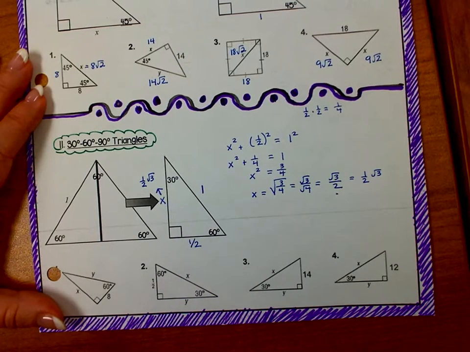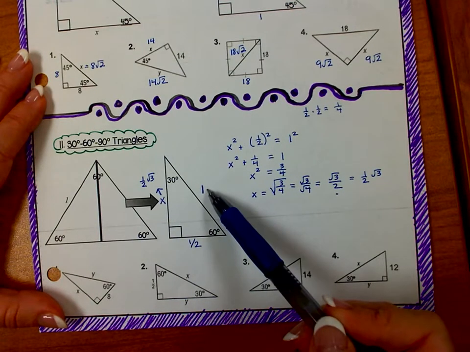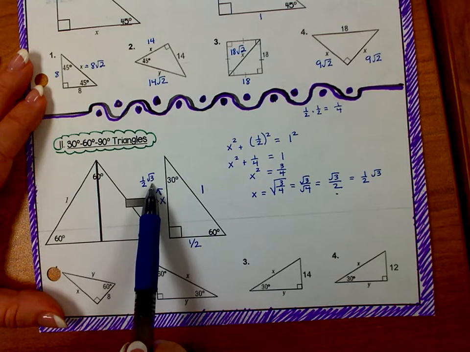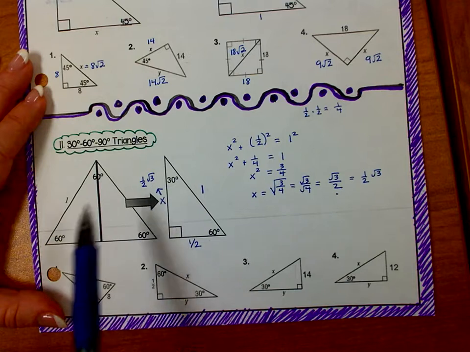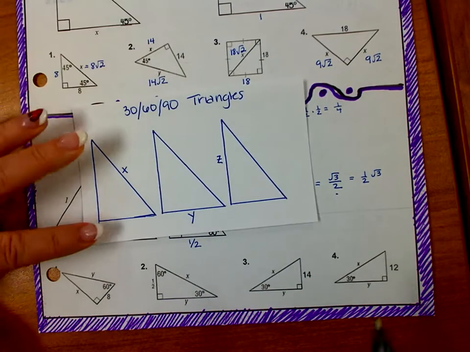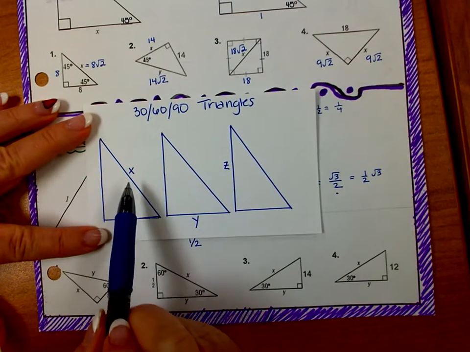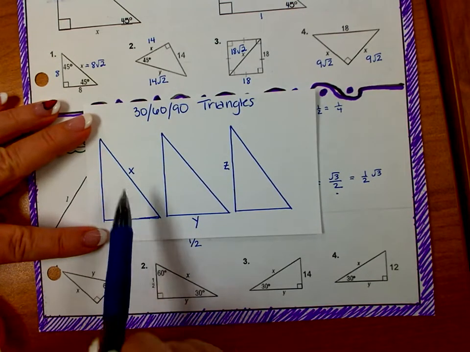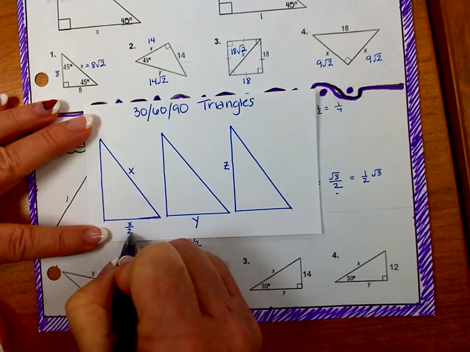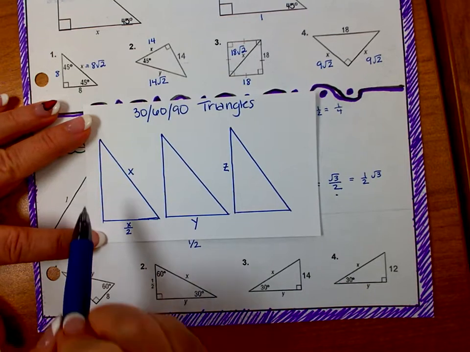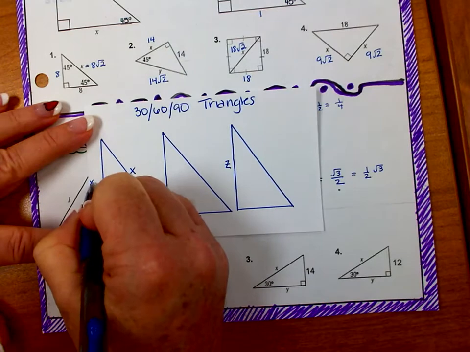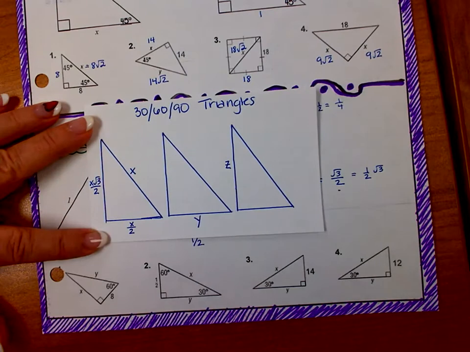But let's look at the relationship. So we started out with 1. To get the shorter side, we cut it in half, and then we take the shorter side and we multiply it times radical 3. Let's go back to the cards. So we have some 30, 60, 90 triangles here. If we have x, then we take half of that, so we have 1/2 x, or x over 2. And then if we want the longer side, we're going to multiply the shorter side by radical 3, so it would be x radical 3 over 2.